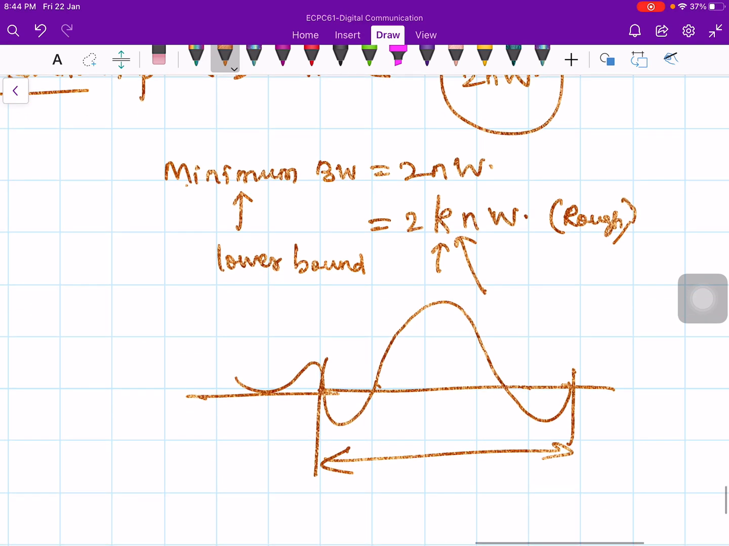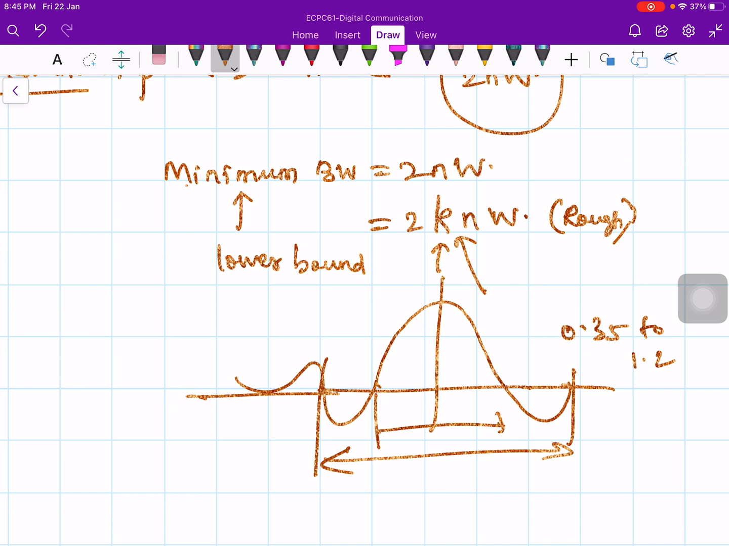So this k may vary between a factor of 0.35 to 1.2 or something like that, depending on the precise definition that one may use. That is, what is the definition of bandwidth one is going to use. This 2nW is just the rate of pulses that are to be sent, but the bandwidth required depends on how you are going to define the bandwidth. Are you going to consider only this main lobe or the second side lobe also?